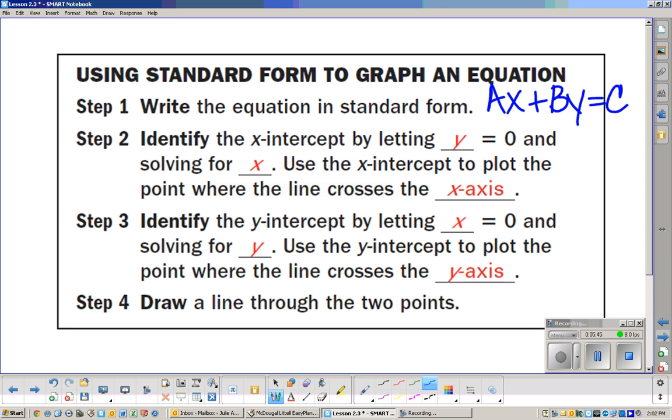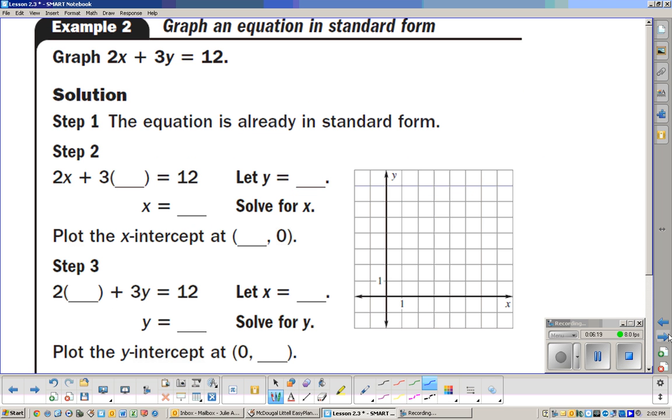But what we can do is easily identify the x-intercept if we just let y be 0 and solve for x. Use that intercept then to plot a point where the line crosses the x-axis. Then we repeat that step, but this time we're going to find the y-intercept by letting x be 0 and solving for y. And then we use that to find the point where the line crosses the y-axis. Now we have 2 points. We can draw a line through those 2 points, and we have our graph. It actually is a lot easier than it sounds, so let's take a look at one.